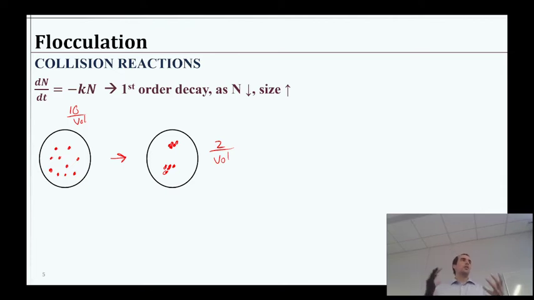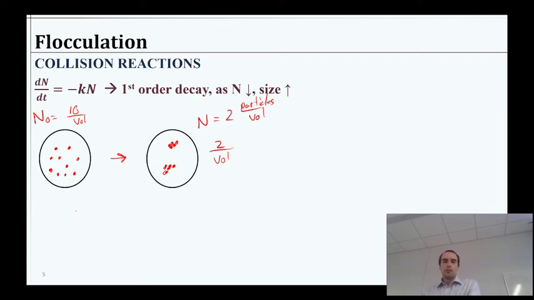So this would be just like saying we have some n initial, so n naught. That's 10 particles per volume here. And now we have some n final, which is 2 particles per volume. Okay, so that's just a conception of when we change the number of particles, this is what's happening. We're changing it by compacting them into these aggregates.